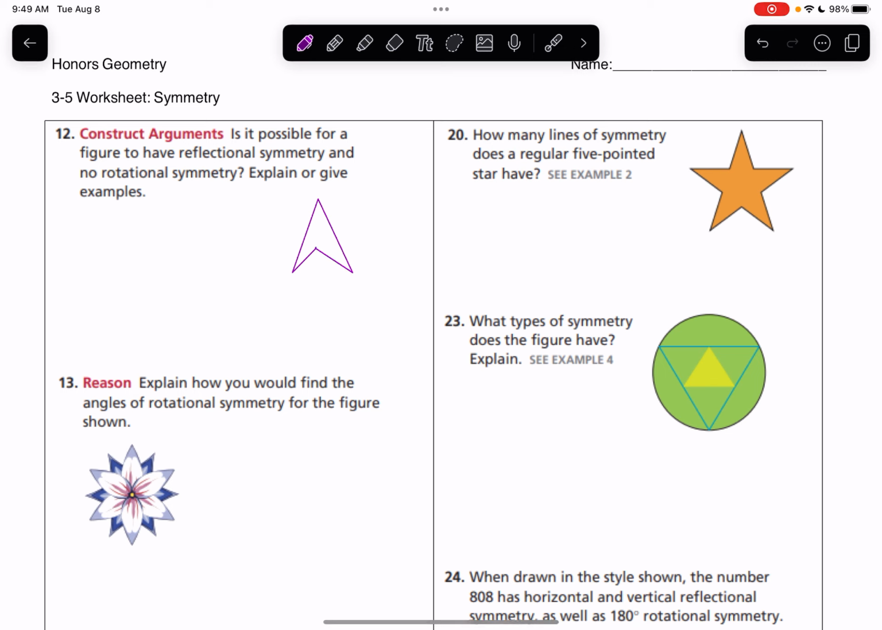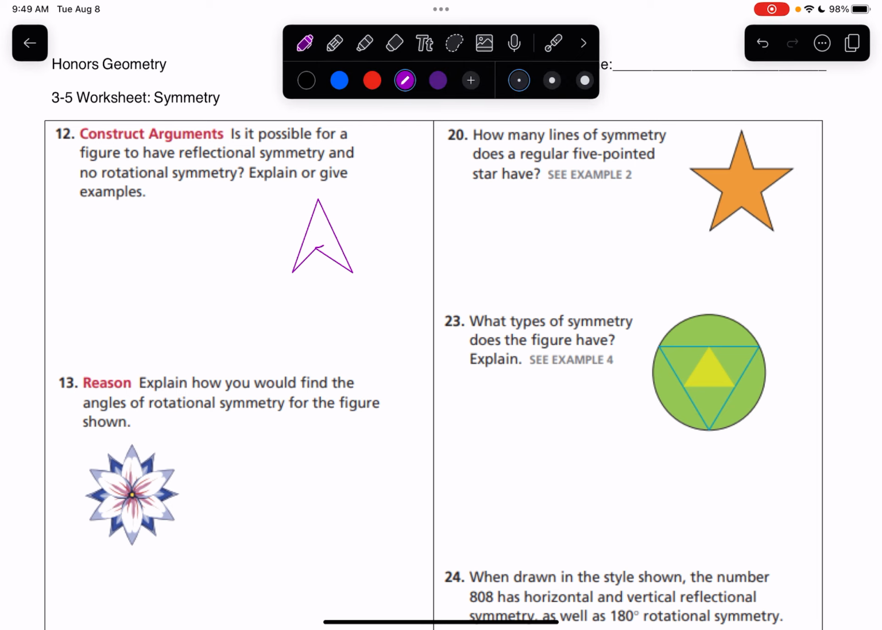If I had managed to get it correct here. Let me see if I can try that again. Well, it's not going to be exact. But then if I were to draw a line of reflection through it, and if it was exact, you could see that that has reflectional symmetry, but no rotational symmetry. So yes, that is totally possible.